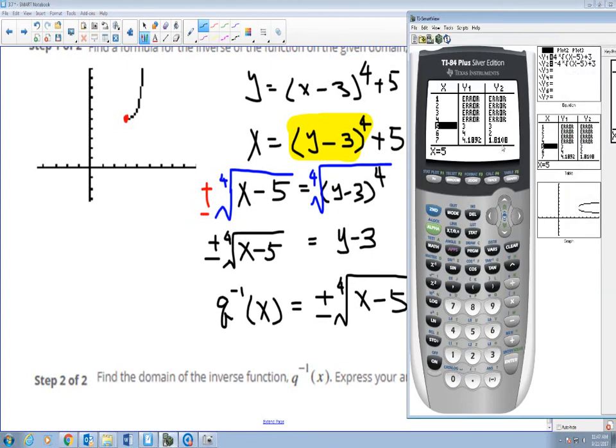Okay, so look at this. The first one is the positive one. The second one is the negative one. So when I went to my table, the y value of the negative one, look at this, is actually going what? Downward. It's not going upward. So that's the reason why I'm saying we can only use the positive one, because the positive fourth root will only have y values that keep on going up.